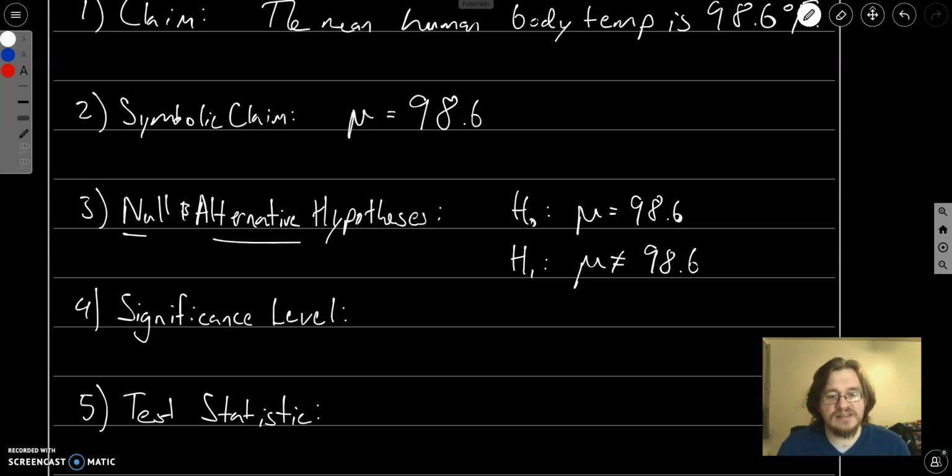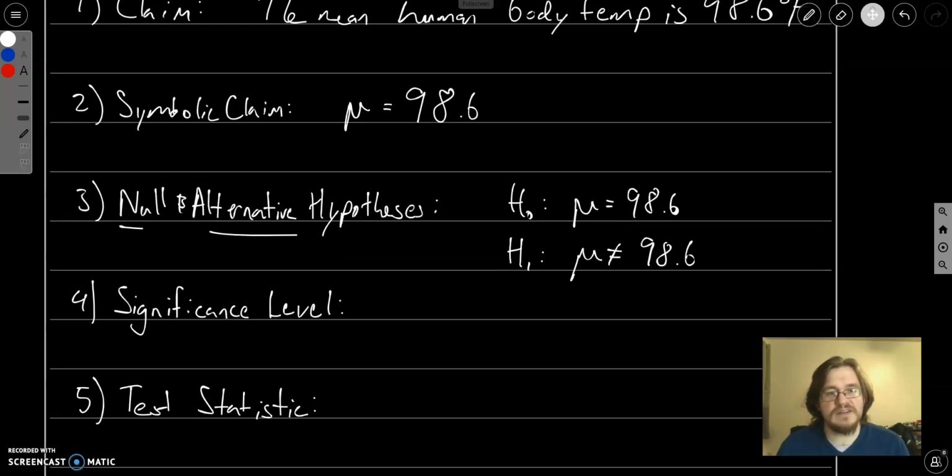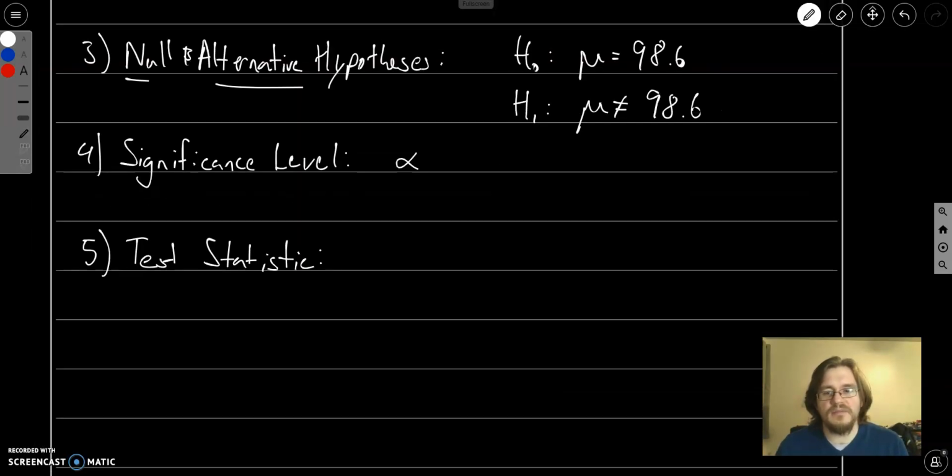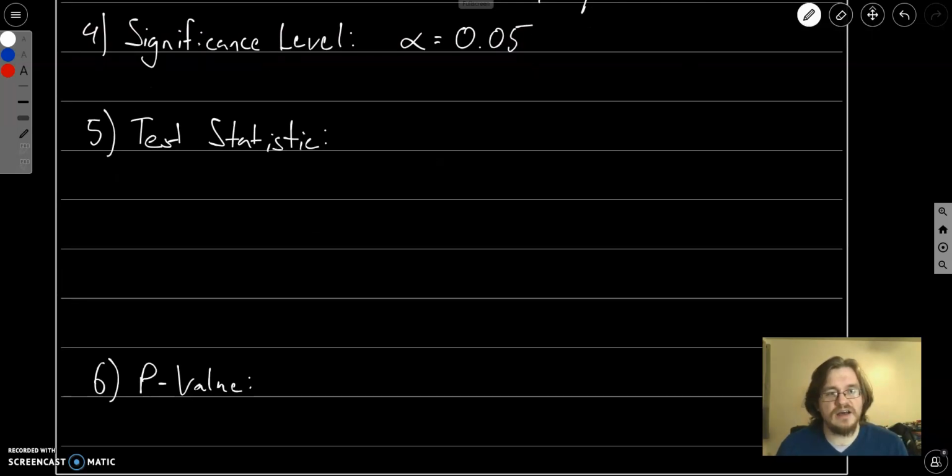And that's it. So our significance level, we said that we were going to use 0.05, but at the end we'll also compare to a couple other significance levels as well. Our test statistic is going to be t, since we don't know the population standard deviation. We only know our sample standard deviation. T is going to be the difference between our statistic and the parameter that we are testing, divided by sample standard deviation, divided by square root of n.